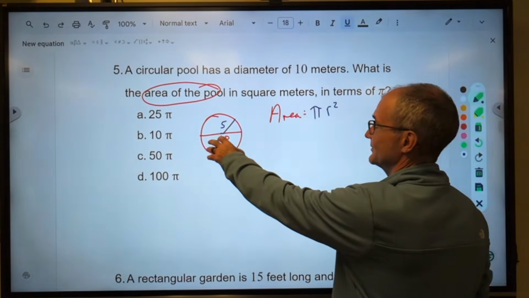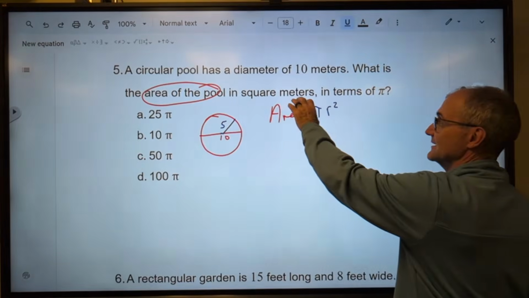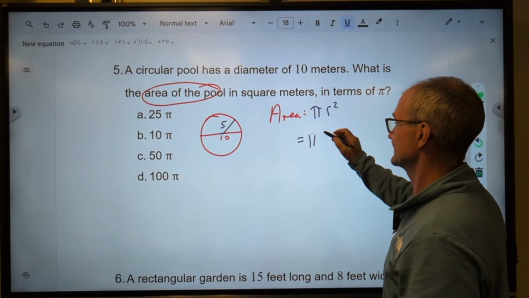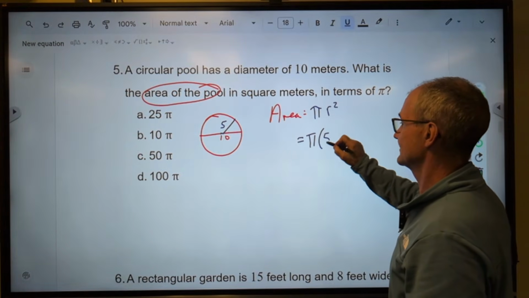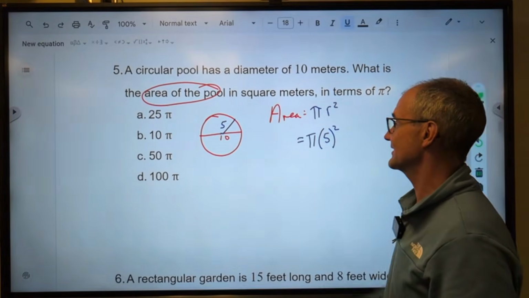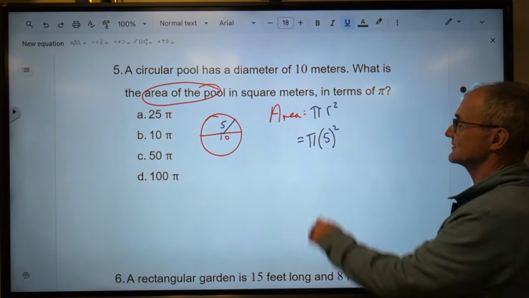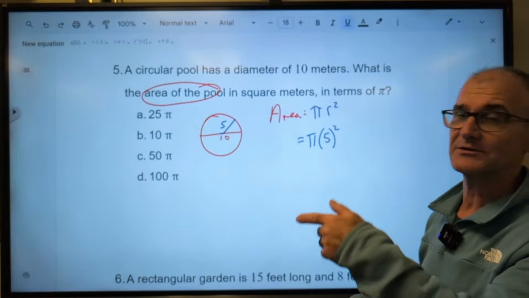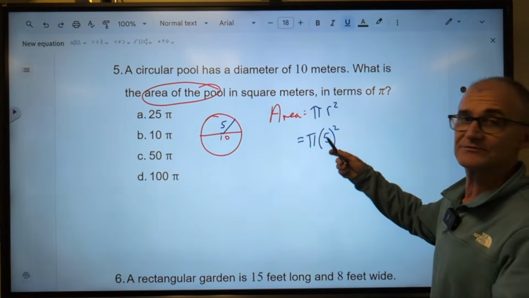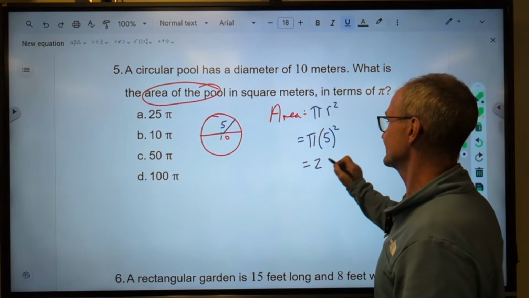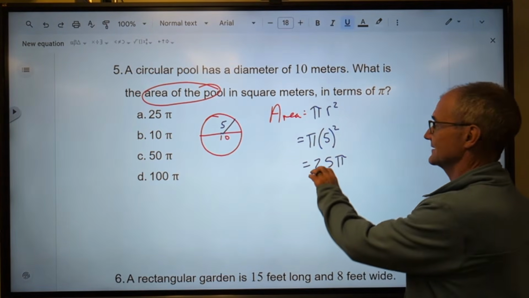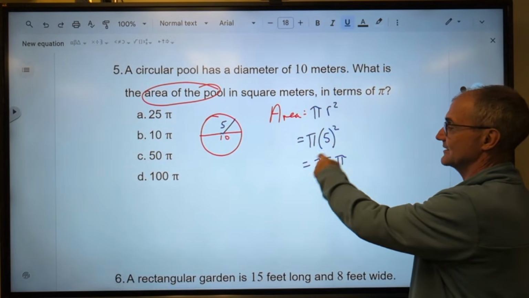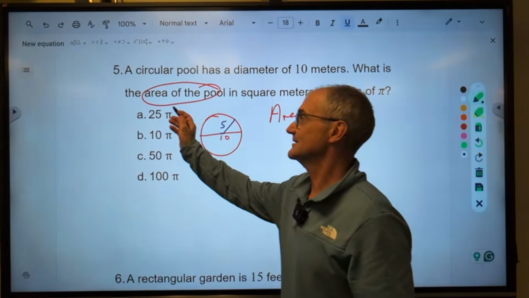So step 1, create picture. Step 2, what am I looking for? Step 3, equation. So the area is going to be equal to pi r squared, because I got that 5. Step 4, solve the equation. I have to do exponents first. Remember PEMDAS, parentheses, exponents, then multiplication. 5 squared, 5 times 5, is 25 times pi. Multiplication is commutative. It could be pi times 25 or 25 times pi. Either of those is right. Correct answer, answer A right there.